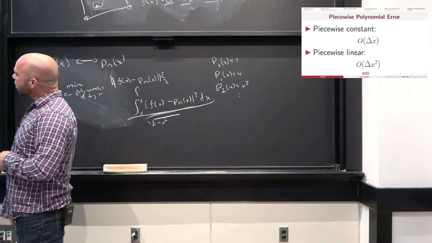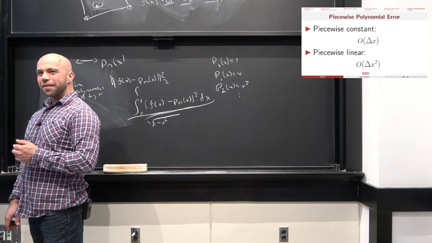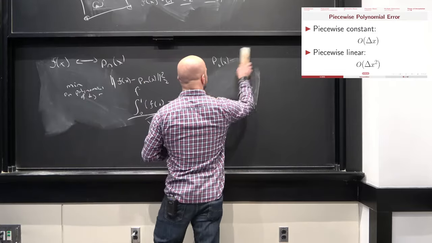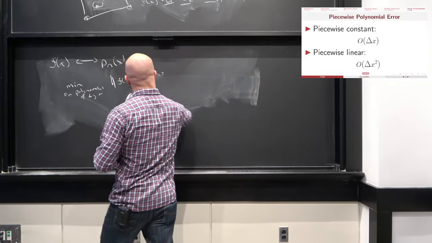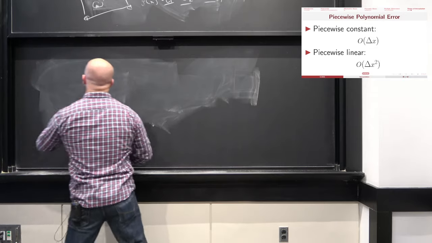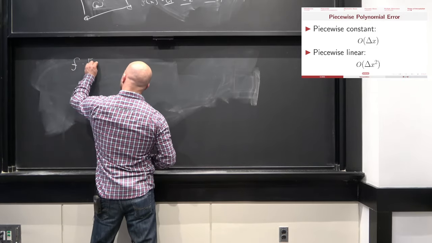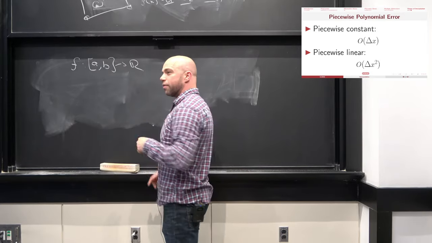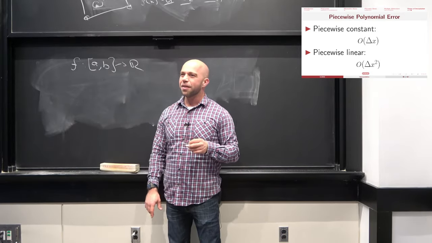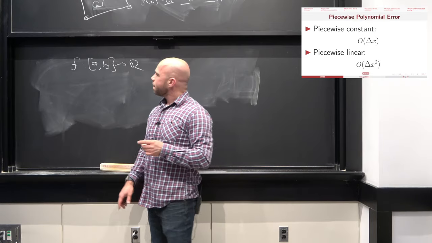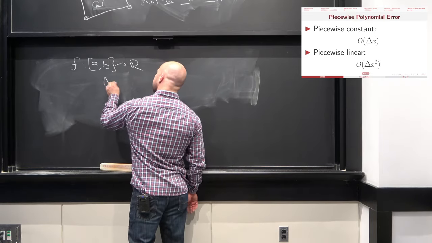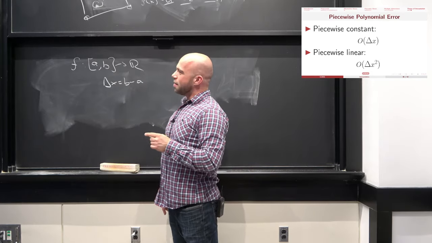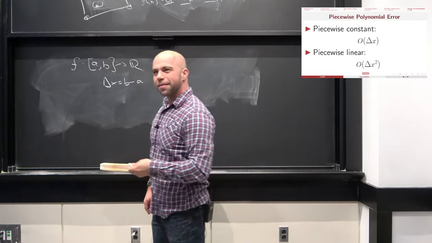And the answer is totally unsurprising. In particular, if I have a function f of x, f, which goes from the interval a comma b into the real numbers, and maybe f is infinitely differentiable just to make my life a little easier, I could ask, if I look at delta x equal to b minus a, and I approximate f with a polynomial, what's going to be the amount of error that I incur?